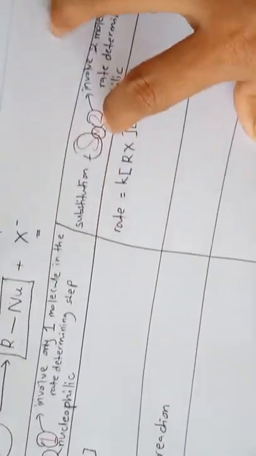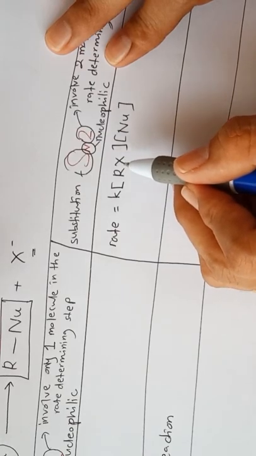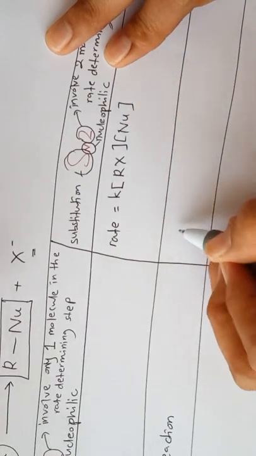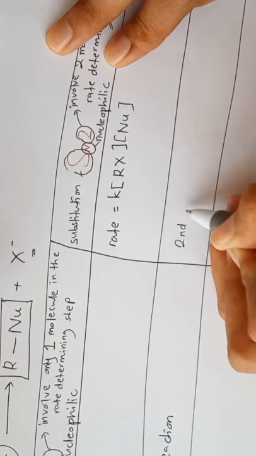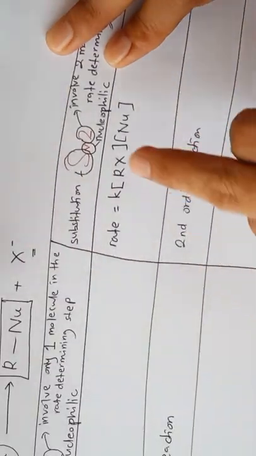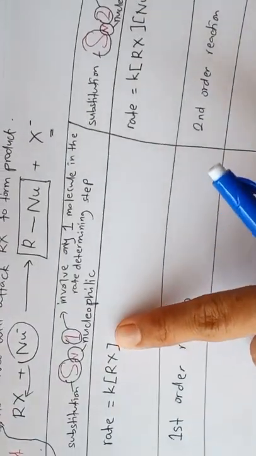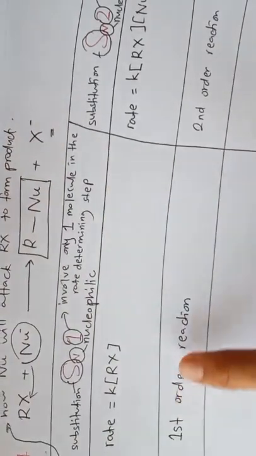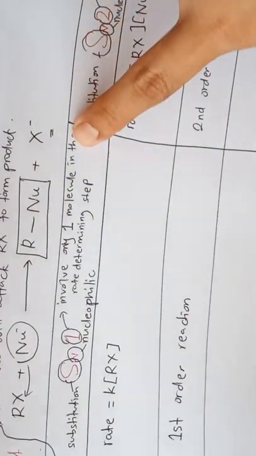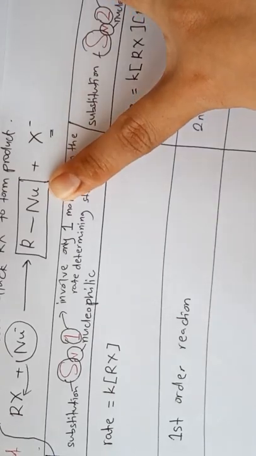Alright. Meanwhile, for the SN2 mechanism, because it involves the haloalkane and the nucleophile in the rate determining step, the order of reaction will be second order, because it involves two molecules. SN1 only involves one molecule, so that will be a first order reaction. Now we will come to the very important part in this video, which is the mechanism itself.